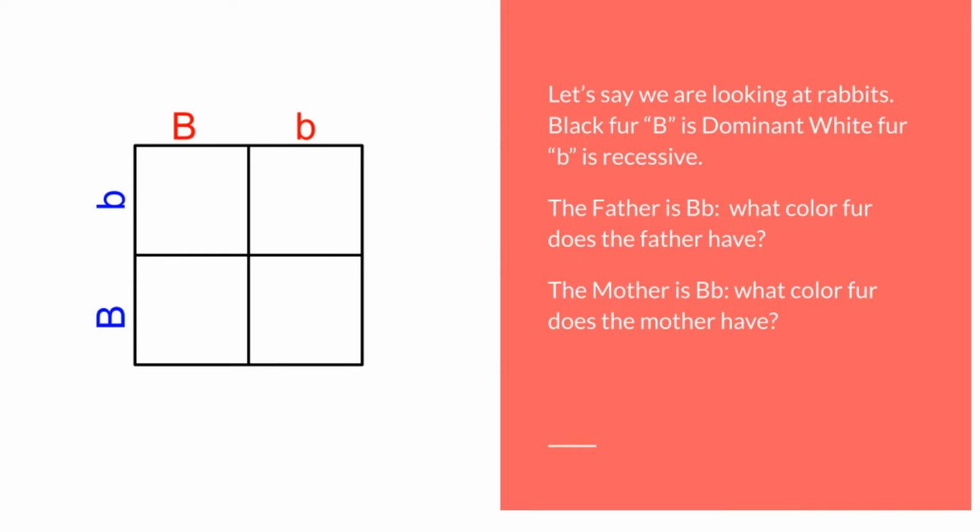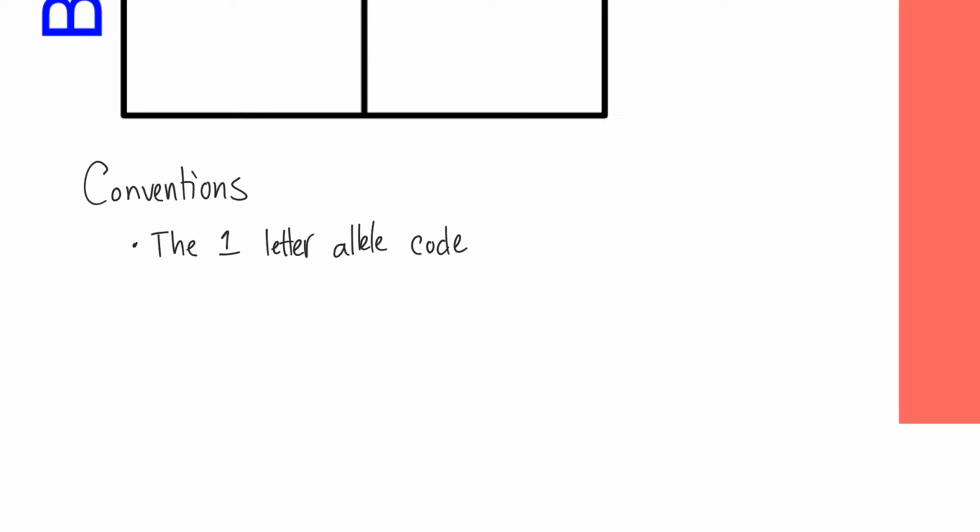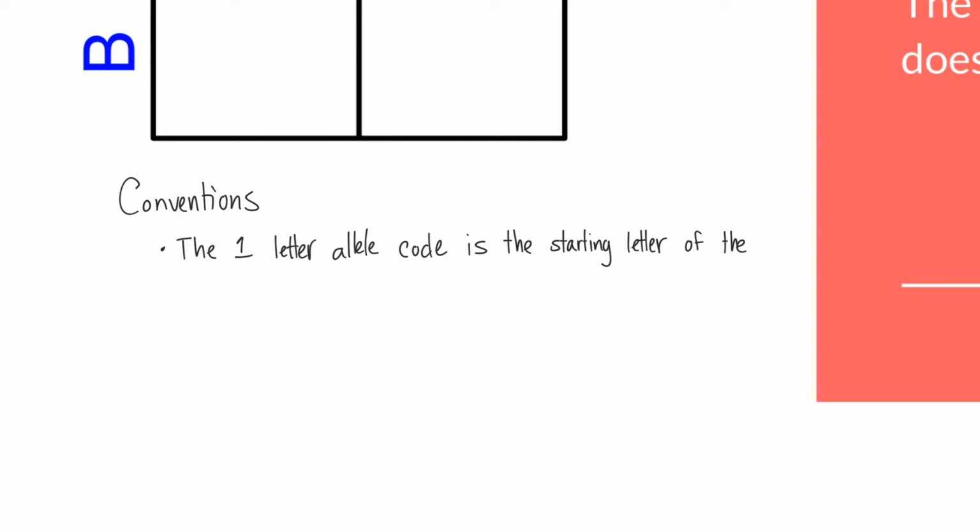So a couple of conventions that you're going to need to know. I'm going to write these down here. Make sure you have these in your notes. So we have some conventions here. One, the single letter allele code that we use for the alleles is the starting letter of the dominant trait.